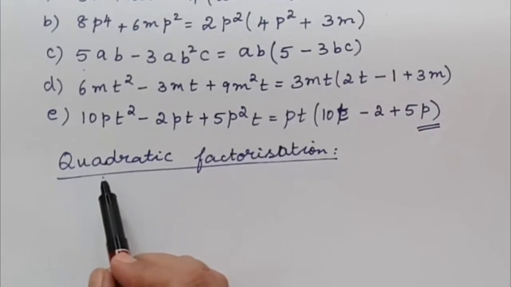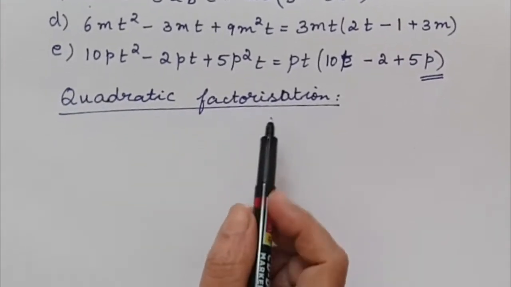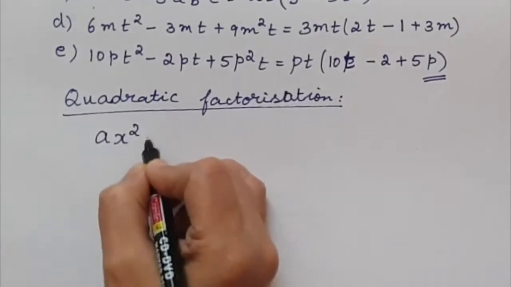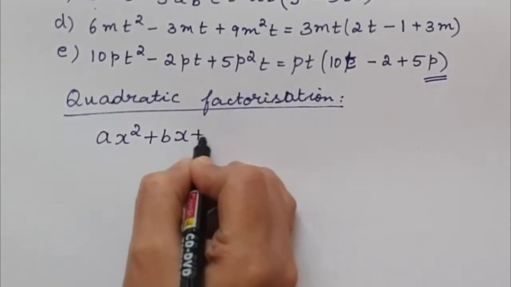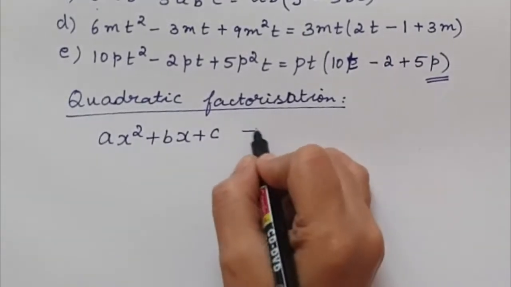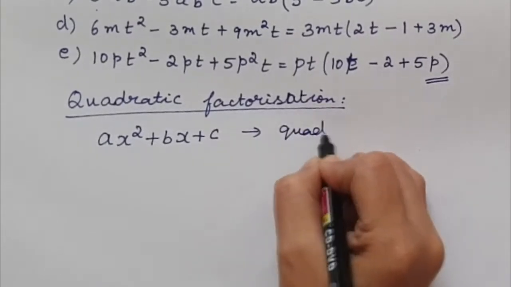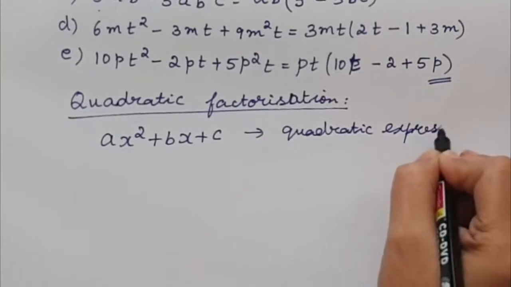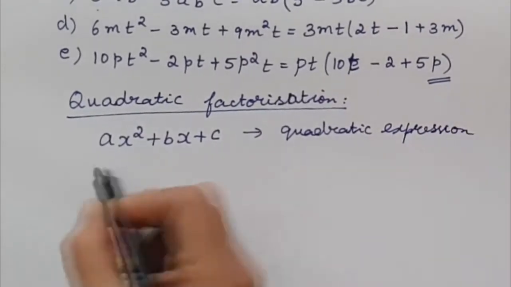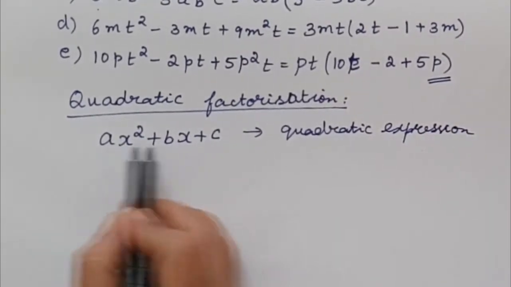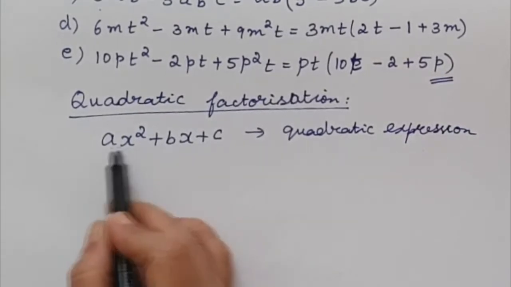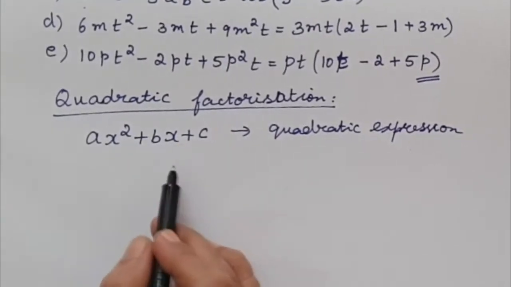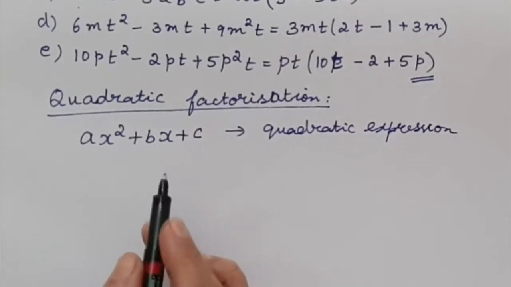The next thing, let us go on to quadratic factorization. An expression which is written in the form of ax squared plus bx plus c is called a quadratic expression. Any expression written in this form, that is x squared, x and a number, is called a quadratic expression. Now we'll see how to factorize these quadratic expressions.